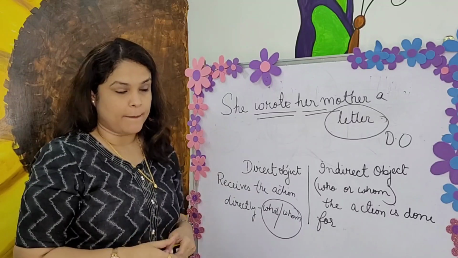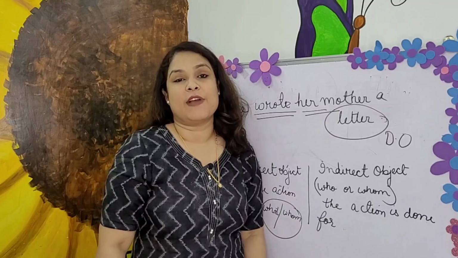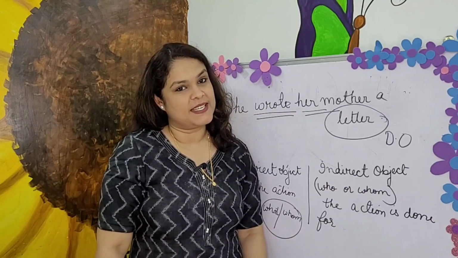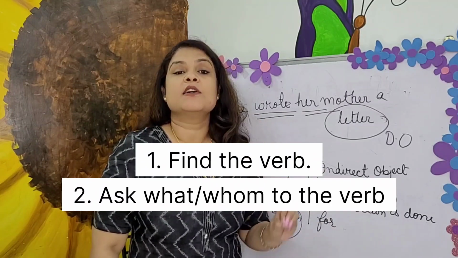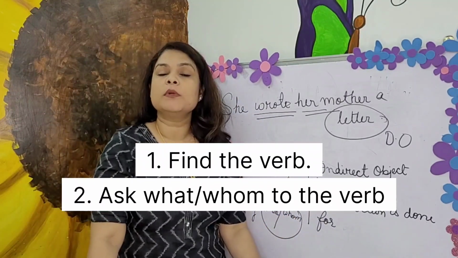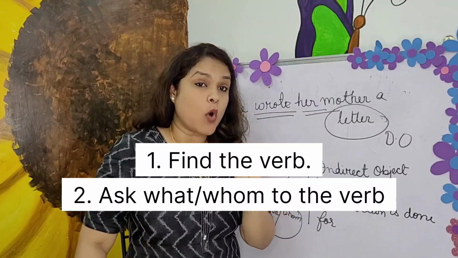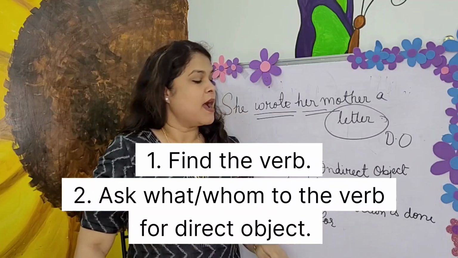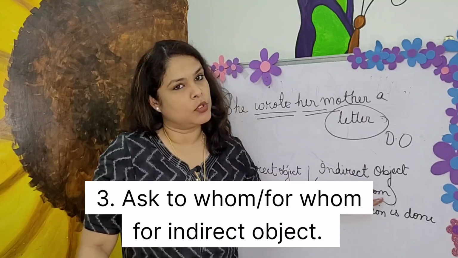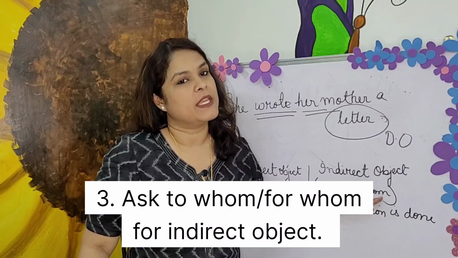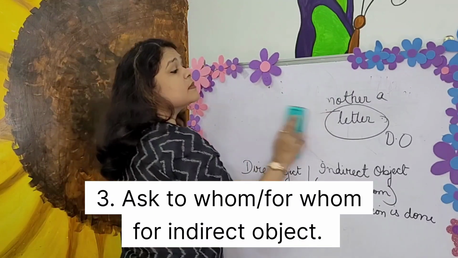So, these are a few examples that help us to find out, like I explained to you, how can you find direct objects and indirect objects in a sentence? Simple. First, find the verb. Ask questions like what or whom to the verb. The answer you get for that what will be the direct object. Ask questions like to whom or for whom to the verb and you will get the answer for the indirect object. Right? Clear? I would like to give you a small tip here.